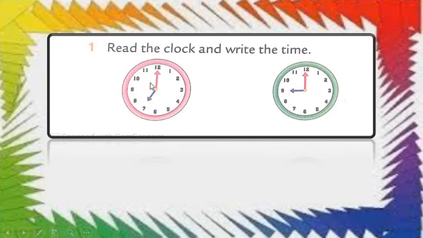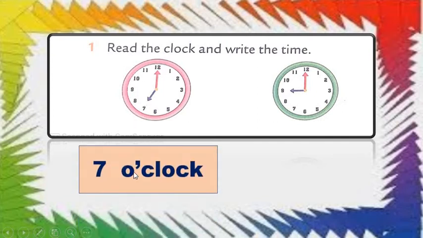Now see, where is the short hand? The short hand is at 7. The long hand is at 12. What is the meaning of that? What time is it? It is 7 o'clock. Write down in your notebook 7 o'clock.